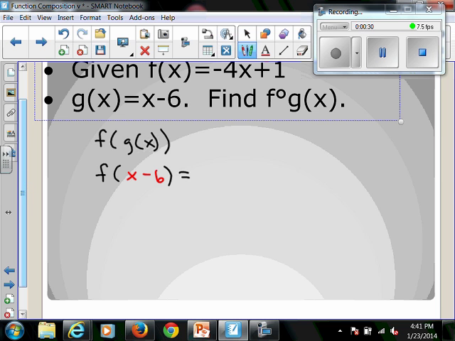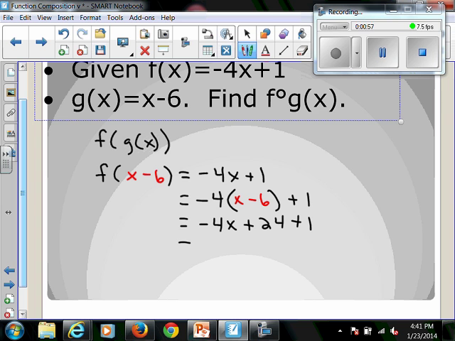This equals, now we're going to write f of x. Now everywhere where we see x, we're going to put parentheses. Inside the parentheses, we're going to put the same thing that we put in the parentheses up top. Next thing I do, distribute the -4, and then combine like terms.